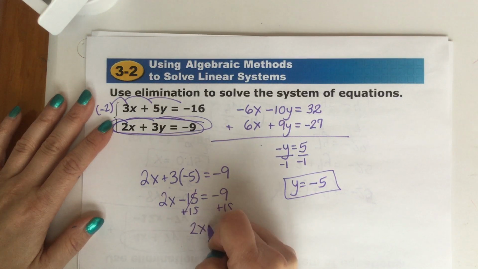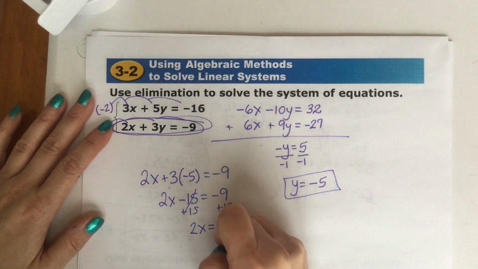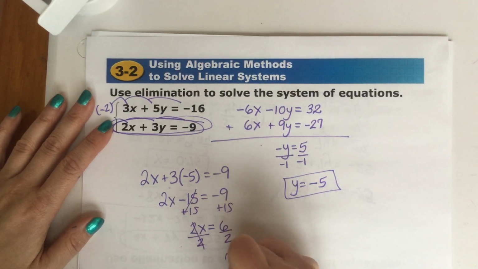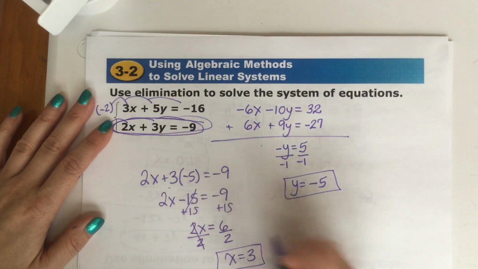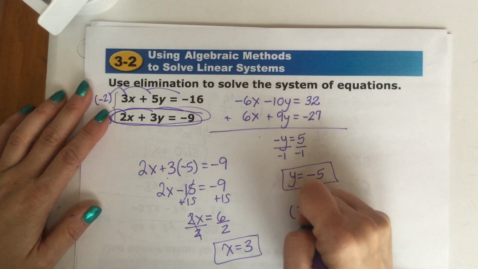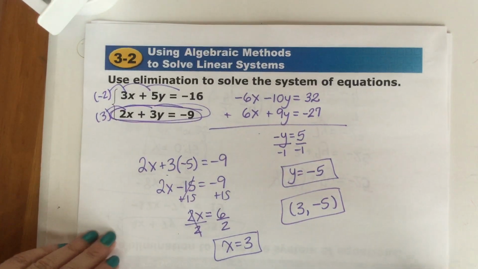So 2x equals negative 9 plus 15 is 6. Go ahead and divide both sides by 2. 6 divided by 2 is 3. I know x, I know y. I can write my final answer. It would be 3, negative 5, written as an ordered pair.